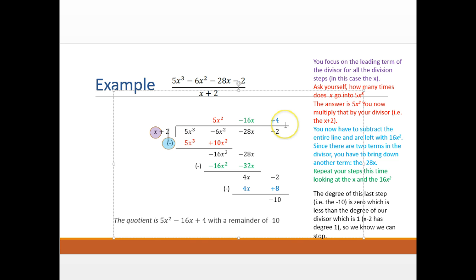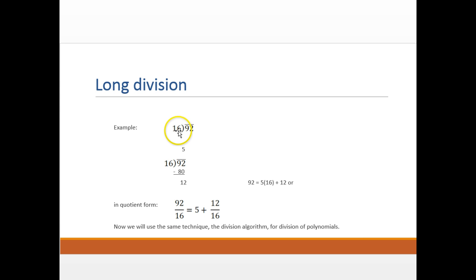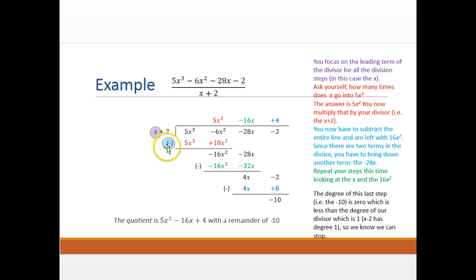Now, if you remember when we did our division, we said how many times does 16 go into 92. We have to do the same thing here. When we do our division, we're not going to worry about the x plus 2. We're just going to worry about the term out front, the x. And we're going to ask ourselves how many times does x go into 5x cubed? The answer is simply 5x squared. We simply do a quick division. 5x cubed divided by x is 5x squared.